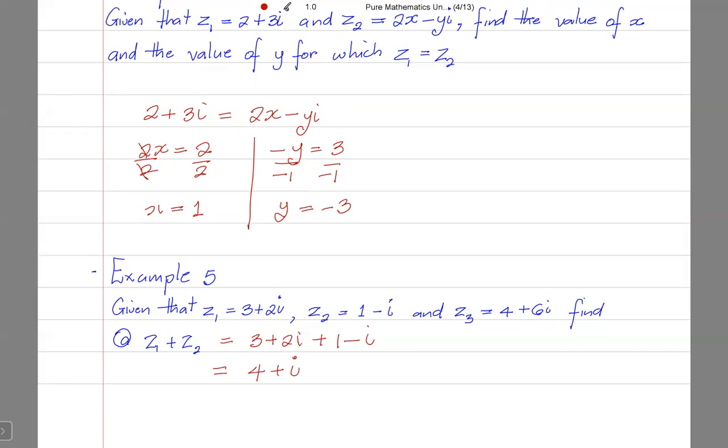Don't think anybody has any problems. All right, so we're going to turn the page and do the rest of example 5.